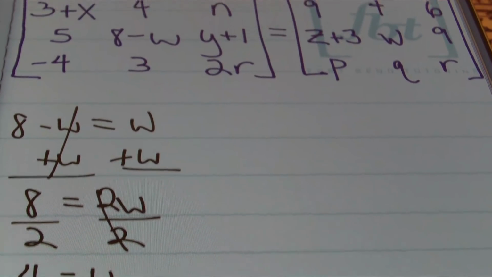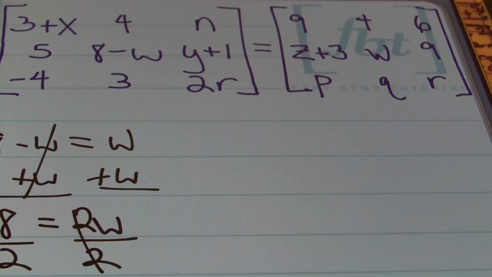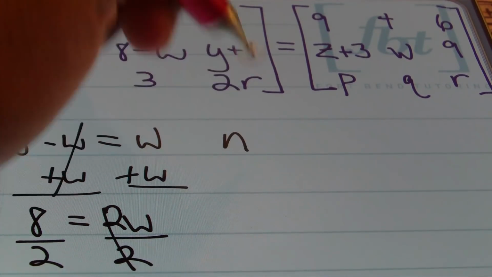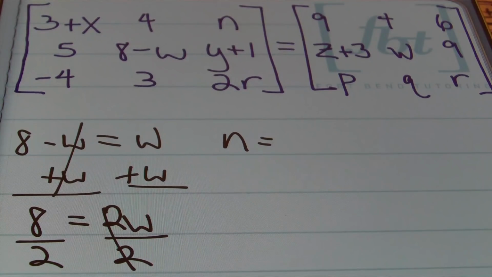What's the next variable you want to solve for? Did I hear somebody say n? All right, let's go with n. So here with n, I have n equals what value? It has to be an element that you would find in the second matrix that's located in the first row and in the third column.